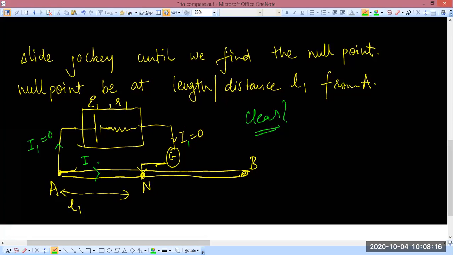So think about this carefully. Don't write this down, I'm just explaining. Is the battery connected, the one drawn in the figure, this battery? Is this battery connected in parallel to wire AN? Yes or no?